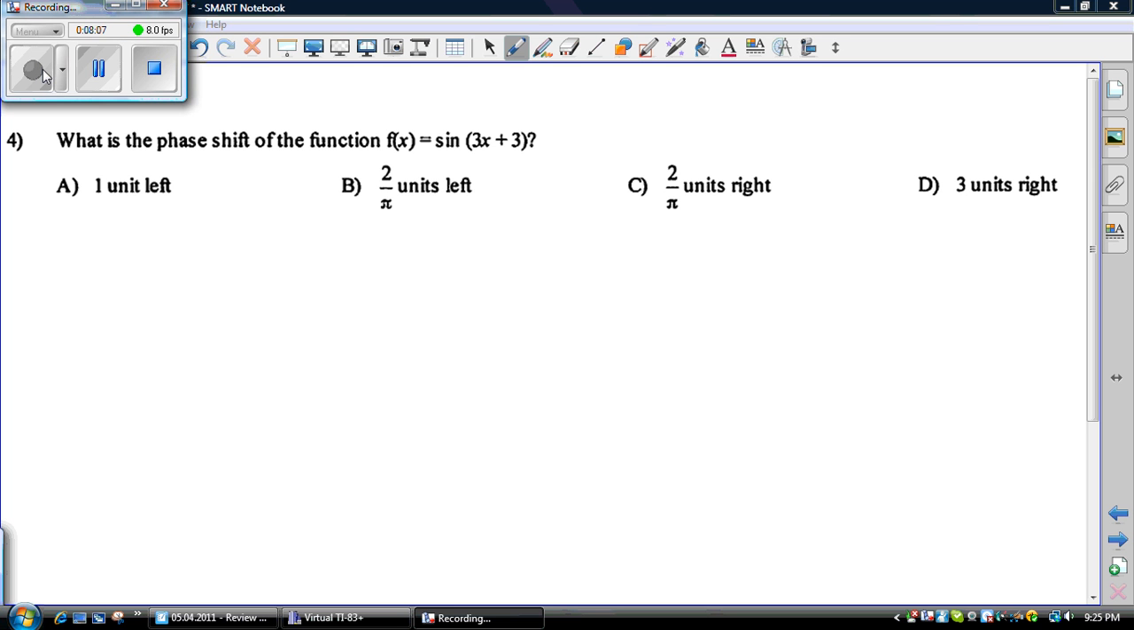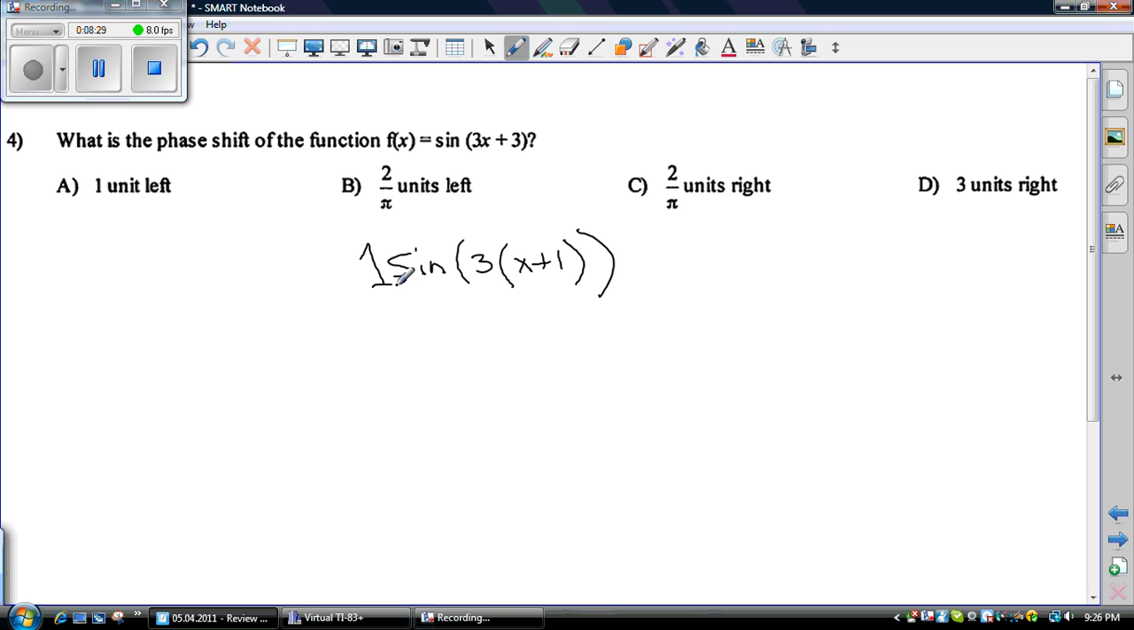Here's something that you will see tomorrow. Okay, let's take a look. Sine 3x plus 3. What's the phase shift? Well, let me show you how to solve that. You're going to have to factor out that 3, put it in its expanded form.